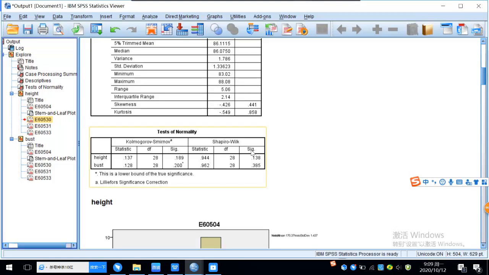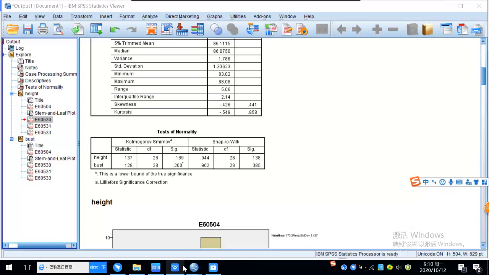If the corresponding significance is less than 0.05, then it means the height is not normal. It cannot be considered as normal. At the same time, the bust. When we test the bust, the statistic is 0.962 and the corresponding significance is 0.385, which is also more than 0.05. So it can be concluded that the bust is normal. Can be considered as normal.